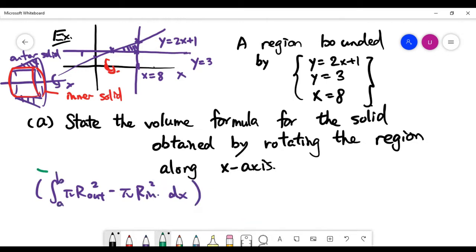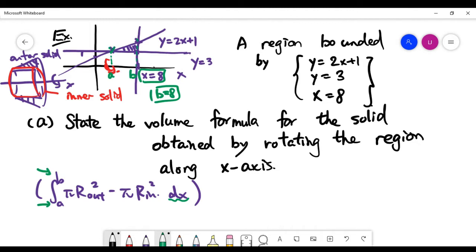So please ask yourself as a first step, how to find a and b? Because we are doing the x integration and going along the x-axis, a should be the leftmost point and b should be the rightmost point. In this case, b is obvious, because b is simply the x-coordinate along the line x equals 8, so b must be 8.